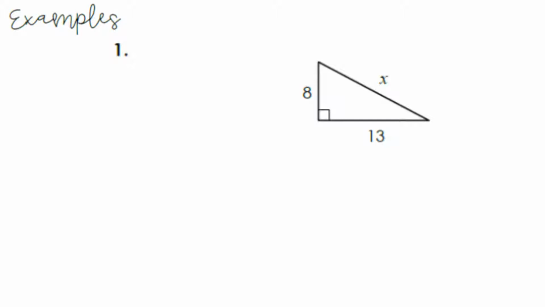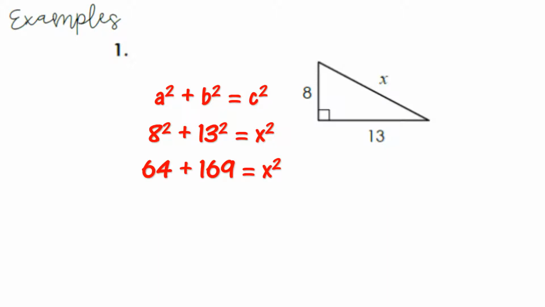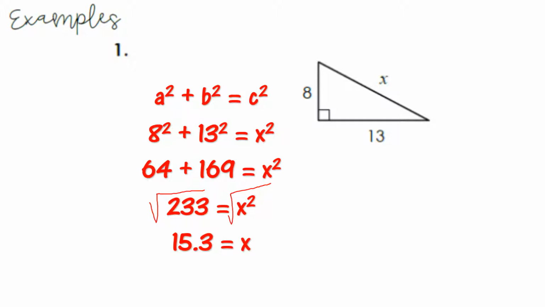Okay, so if we look at example 1, the first thing that I can tell is that the two that touch the 90 are 8 and 13. So if I look at my formula, a squared plus b squared is c squared. So 8 squared plus 13 squared should equal x squared. And if I do those figures, 64 plus 169 should equal x squared. So if I combine the like terms, I get that 233 is x squared. And so now I want to get rid of the x squared, so I'm going to take the square root of both sides. And I should get a final answer of 15.3 as x. Today we are going to round our answers to the nearest tenth.